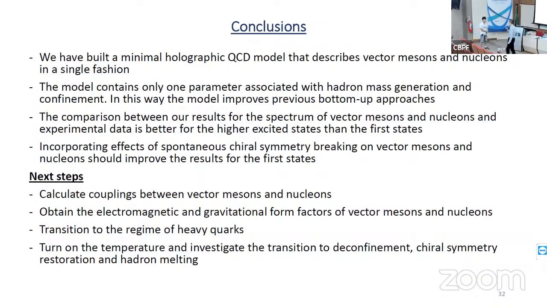Okay, now I have a simple question. So is it possible to extend your method to, let's say, other mesons other than vector mesons, like scalar or maybe tensor mesons? Is it possible?